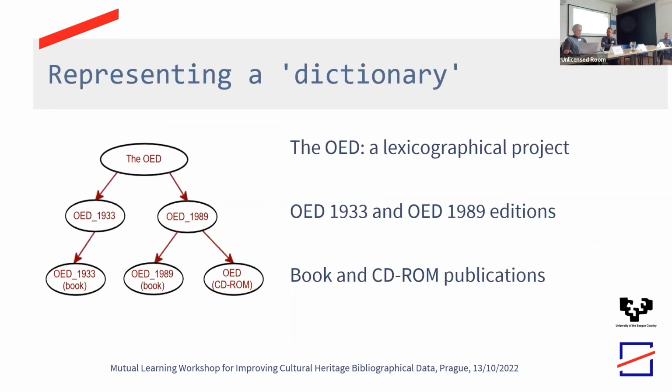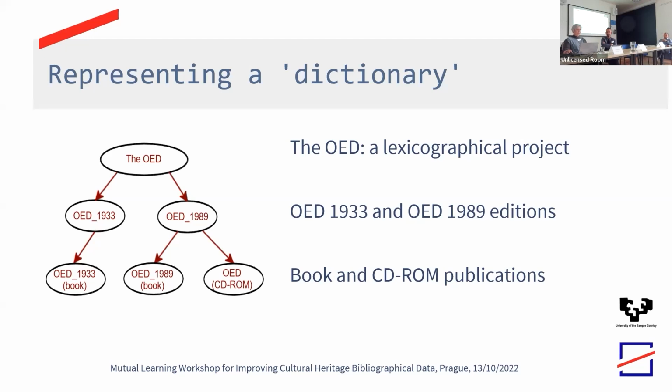For each of these core classes, an example of how this works is the Oxford English Dictionary. This is a lexicographical project with 2 editions in 1933 and 1989, with quite different contents between them and different structures. 1933 has its own publications, like a book that was published in 1933. The OED has different publications, again, as a book or as a CD-ROM. This is a very simplified example, okay? Things are a bit more complex than presented here.